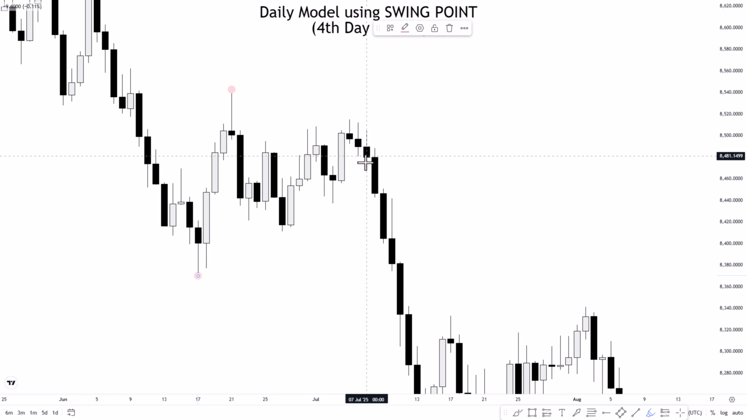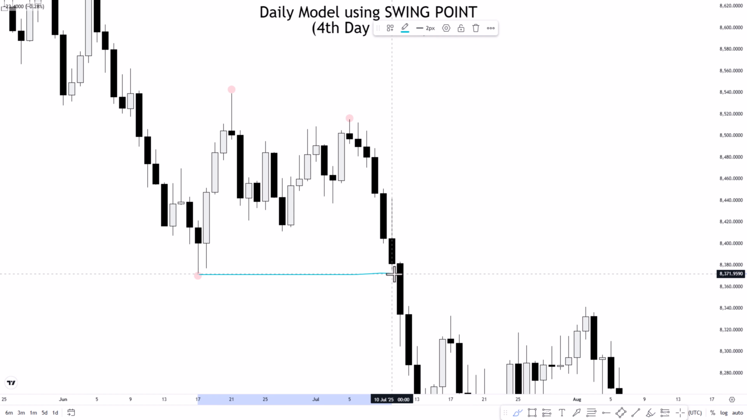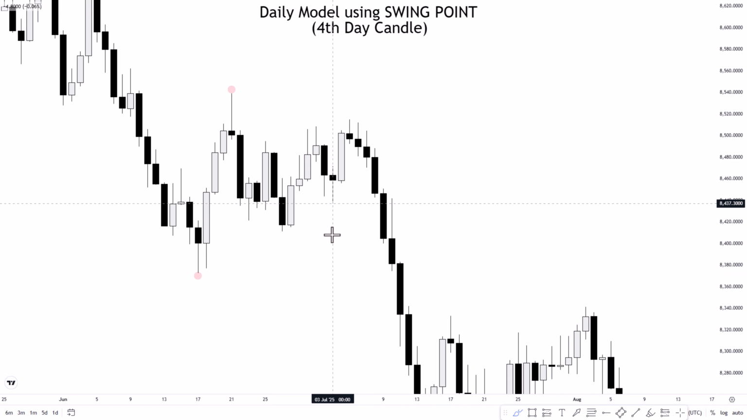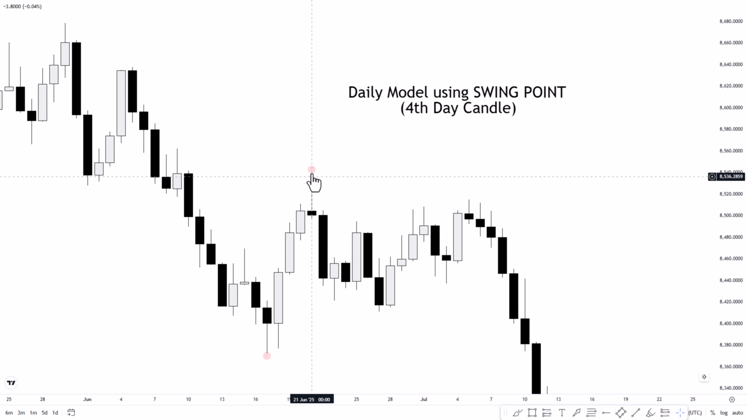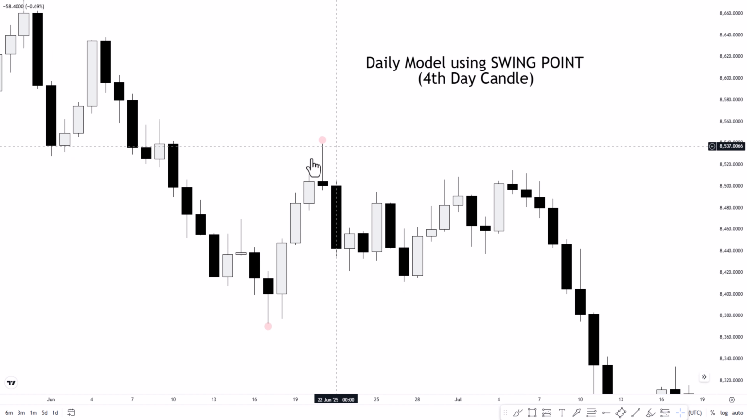Price went and took the liquidity here at this level. So when price took this liquidity, it was generated or facilitated by a swing high formation. And this is a swing high formation. And we see price coming to take out this liquidity at this level. So what is a swing point? Like we have identified here, we have this swing high here, and this is a swing point.